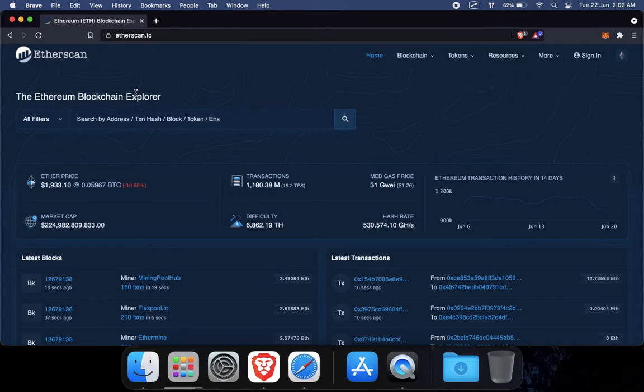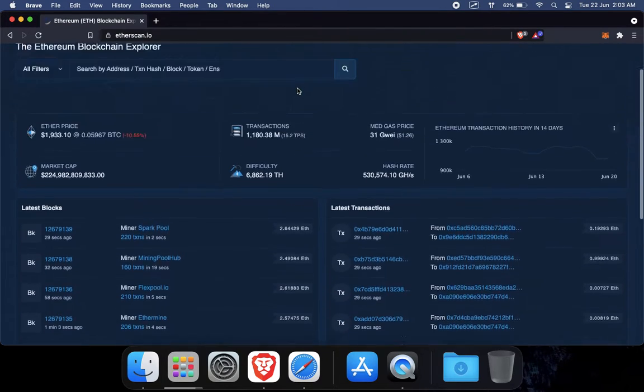Etherscan is the number one blockchain explorer for the Ethereum network, right? So most people in the beginning of their cryptocurrency journey usually talk about Bitcoin, but Ethereum is a little bit different, far more interesting in terms of application, and this is the main blockchain explorer that's used around the world, right? So what is a blockchain explorer?